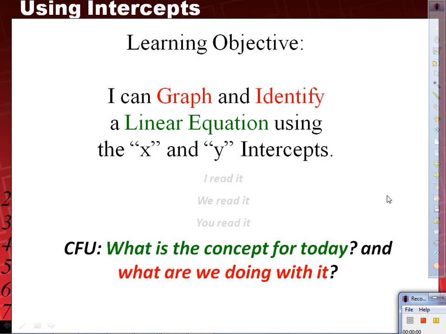Our objective for today: I can graph and identify a linear equation using the X and Y intercepts. Say it together, 1, 2, 3. I can graph and identify a linear equation using the X and Y intercepts.